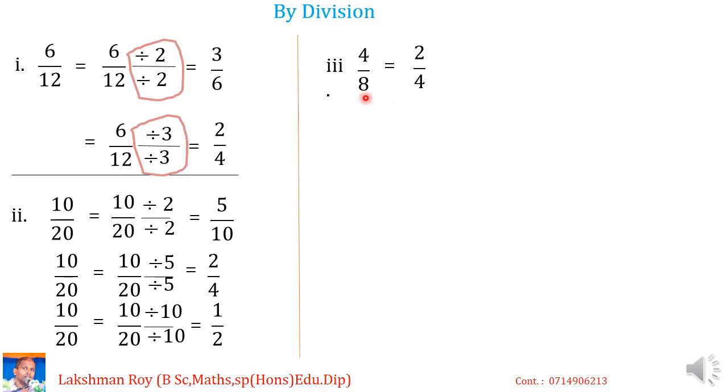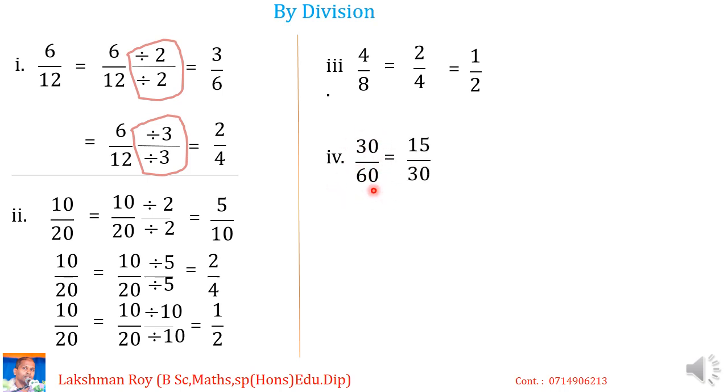Then if you go to 3, by 3 you can't divide. Then select 4, both can divide by 4. That means divide by 4. 4 divided by 4, that is 1. 8 divided by 4, that is 2, right? So any other number to divide 4 and 8? Let's see another example. 30/60, right? So this is my fraction, right?